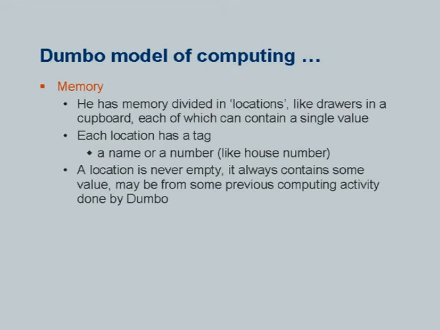Essentially then, when our program starts execution, each drawer in the memory, including those which have been tagged or named by us, will contain some value. Since we have not given that value, or Dumbo has not computed those values as per our instruction, these are sort of initial undefined values. We have represented them using a question mark put inside the drawer. So these are some of the important points that we wish to make to reiterate our Dumbo model of computing.